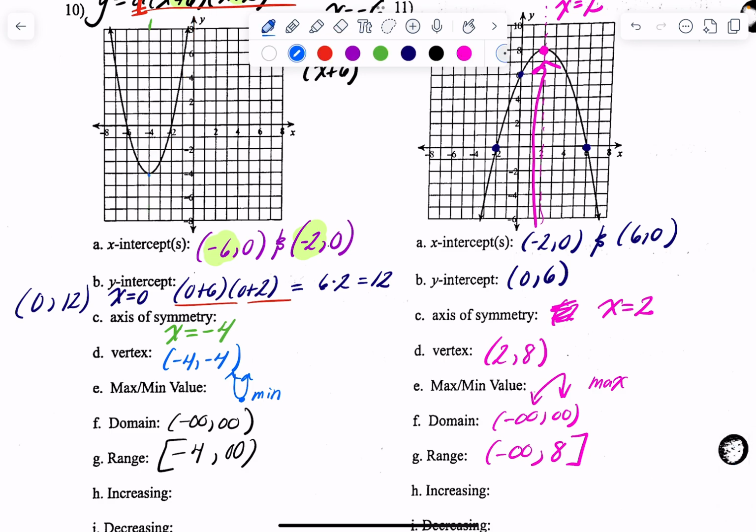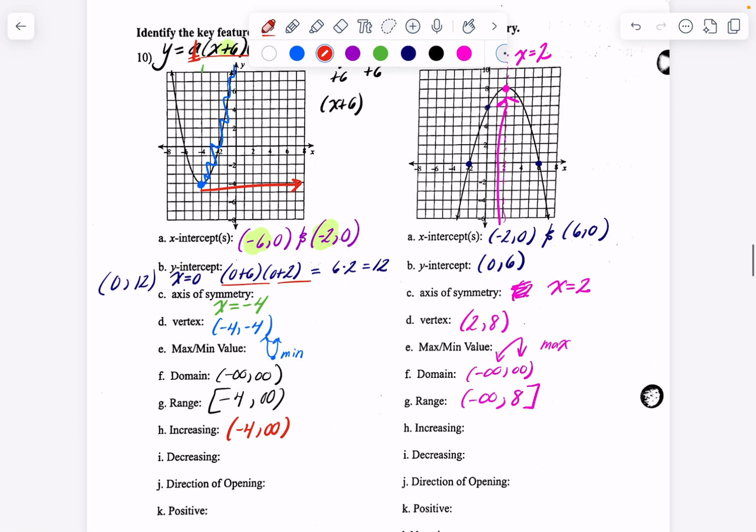So right here, our vertex will be helpful because that splits apart where it's increasing to decreasing. So it's increasing right here, but a common error again is people will answer from -4 to infinity, but that's wrong. We don't answer it like that. Our eyeballs look at that, but we answer from left to right. So it's actually this -4 to infinity that it's increasing. Usually with increasing and decreasing, you don't use brackets.